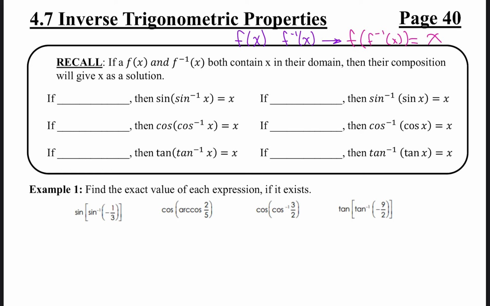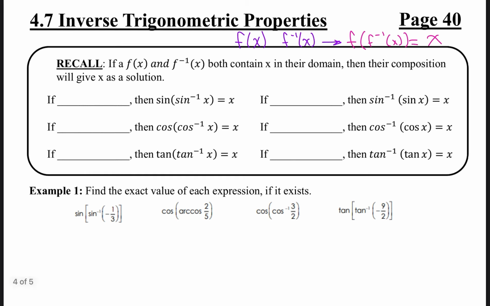On this left side here, it says if blank, then sine of sine inverse, or cosine of cosine inverse, or tangent of tangent inverse, right? These ones all have the regular trig on the outside and the inverse trig inside the parentheses. So if something happens, all of those situations will simplify to just x. So let's talk about those. That has to do with what we talked about yesterday with the range of our basic trig functions. If the range of the trig function lines up, then it's going to work.